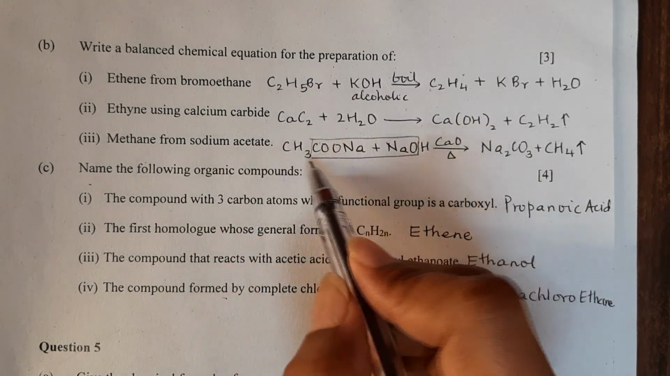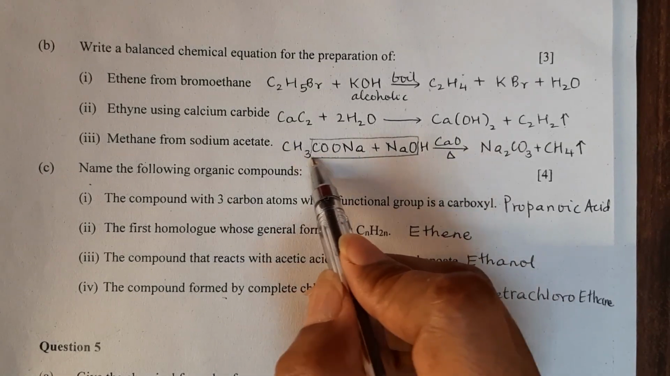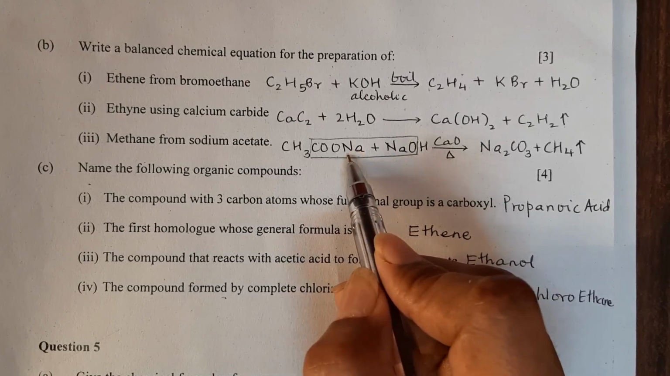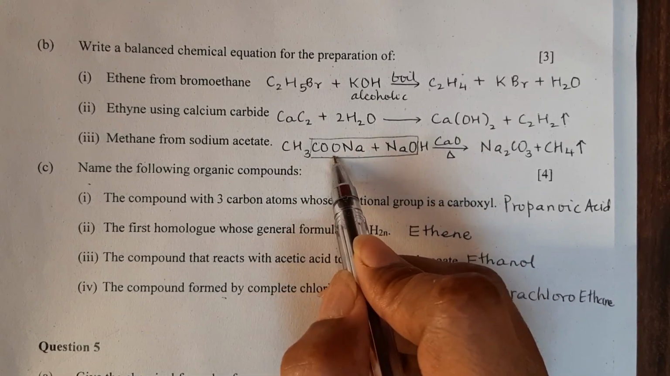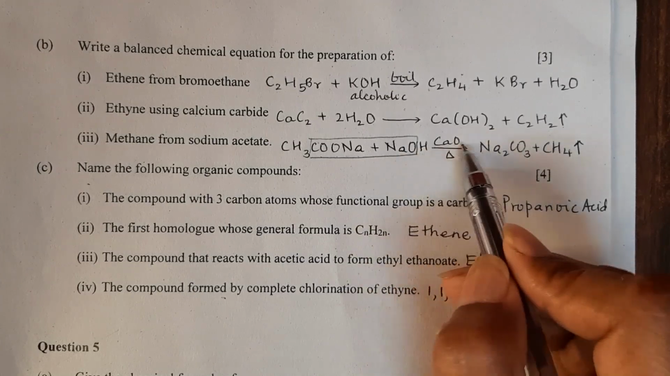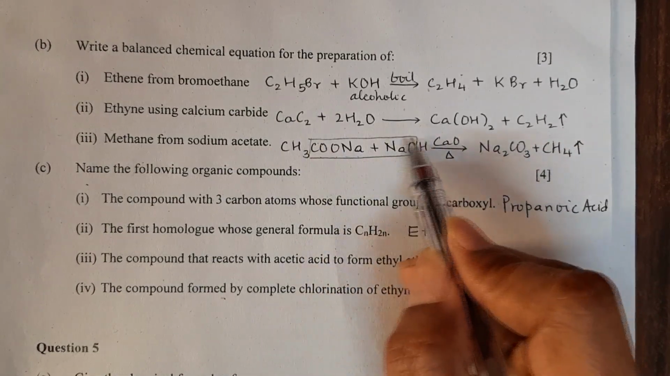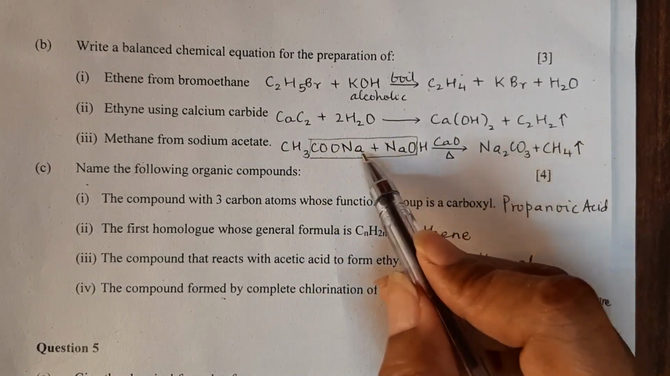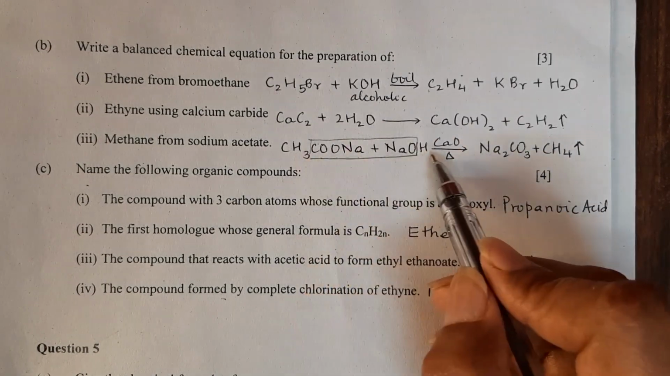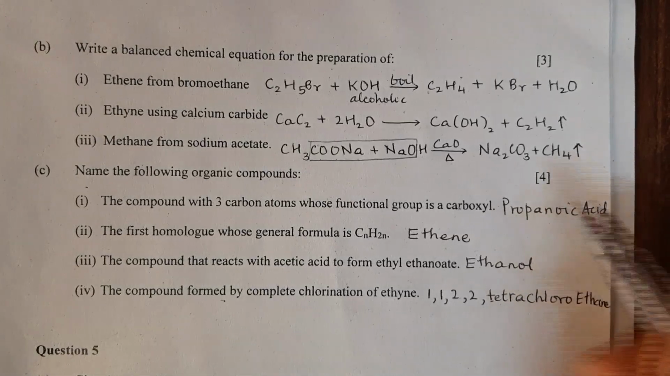So sodium acetate will be CH3COONa. Acetic acid is CH3COOH. So H gets replaced by Na and it gives us sodium acetate. And we add soda lime. Soda lime is NaOH with CaO and we heat it. And then we have a decarboxylation reaction happening. And so you'll have Na2CO3 as one of the products. And this CH3 will take this H and it will give us methane, which is a gas.